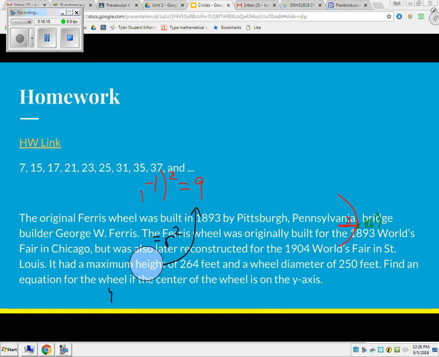Here's the homework. You've got 10 problems. Now, I'd like this word problem worked on as well.